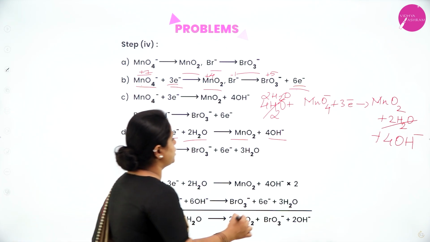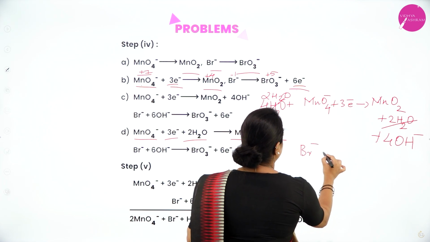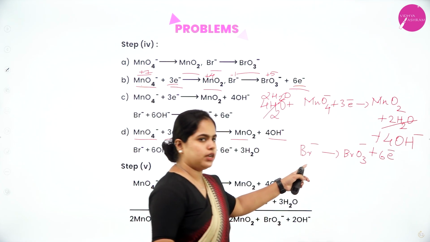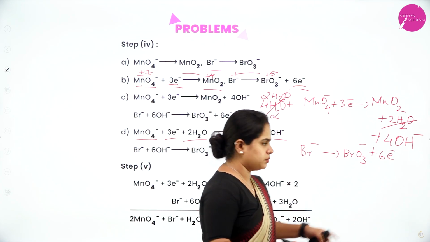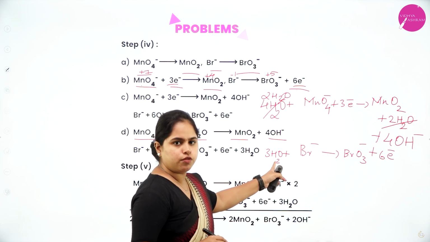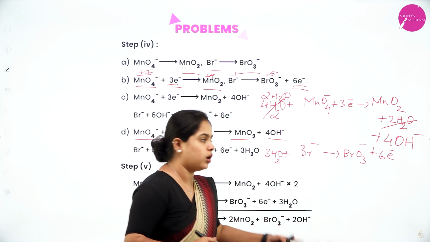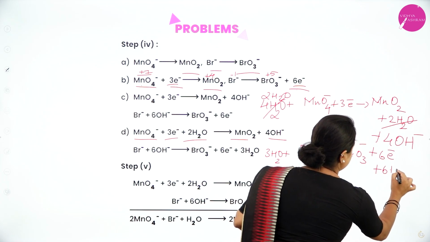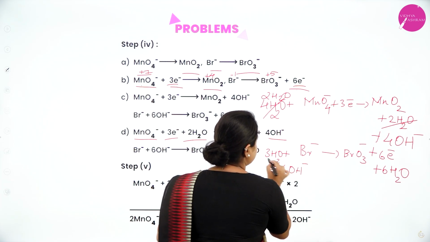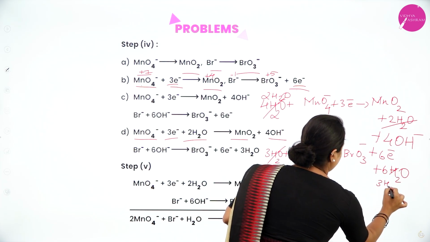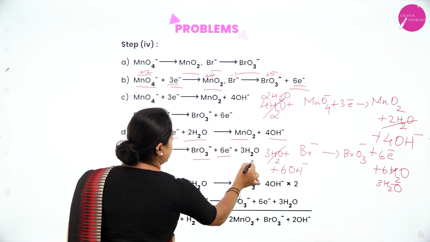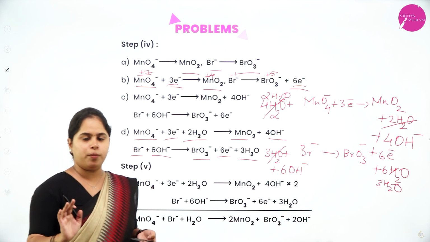Now, the oxidation half reaction: Br minus gives BrO3 minus plus 6 electrons. In this case you don't have any oxygen atom here, but you have 3 oxygen atoms here. So how many molecules of water do you have to add on this side? 3 molecules of water. So how many water molecules on the other side? That is 3 into 2, 6H2O. Now the exact number of OH minus we have to add on this side as well. So 3H2O and 6H2O give 3H2O here. That is what is shown here: Br minus plus 6OH minus gives BrO3 minus plus 6 electrons and 3H2O. Till here I hope it is clear, right?